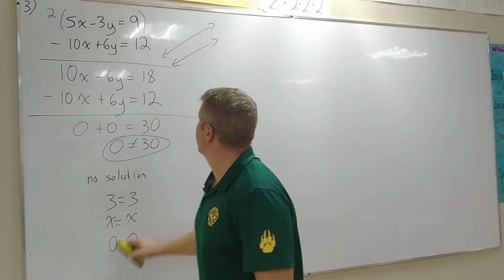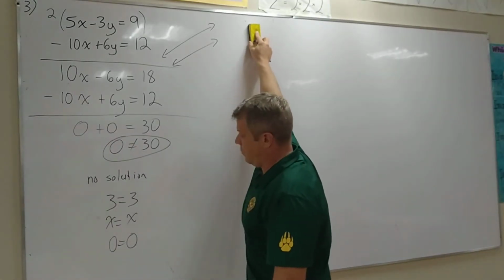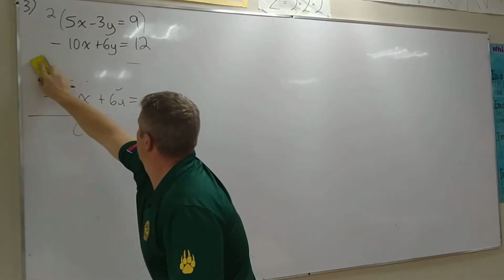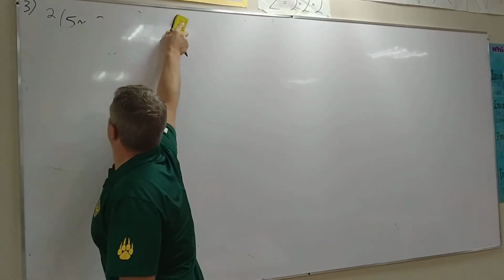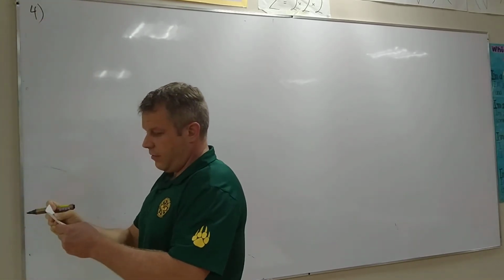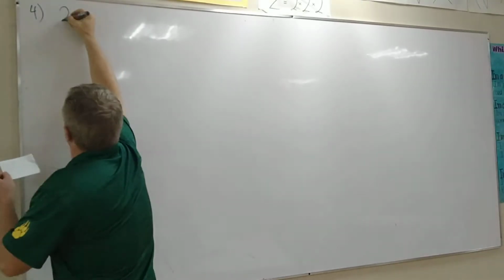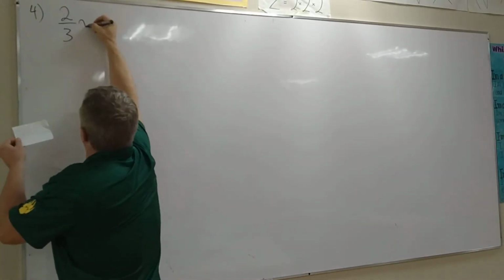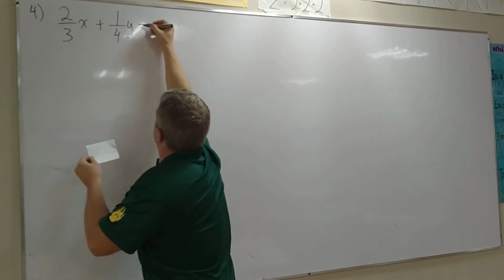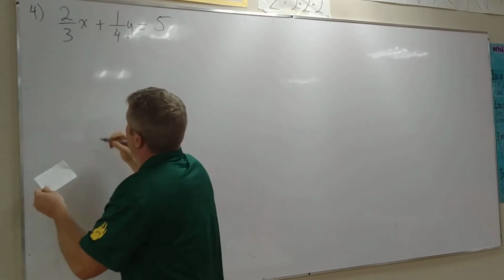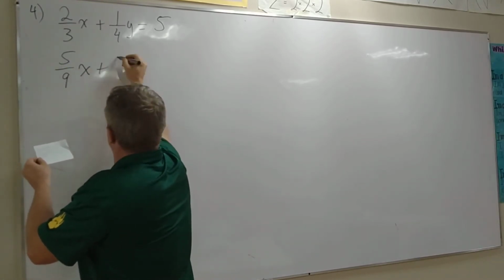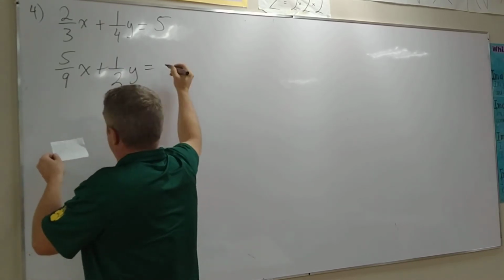Let's look at the second question that I wanted to go over. So you guys can pause that and go write that down. Number 4. Let me break this down. It had a system of equations with some fraction coefficients. So 2/3 x plus 1/4 y equals 5. And we had 5/9 x plus 1/2 y is equal to 3.